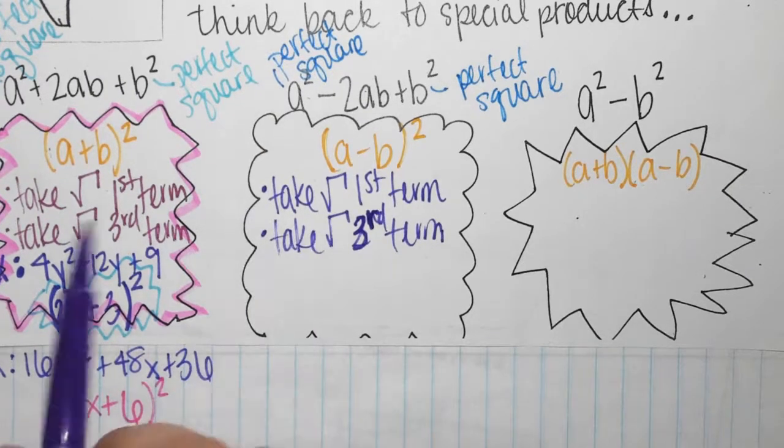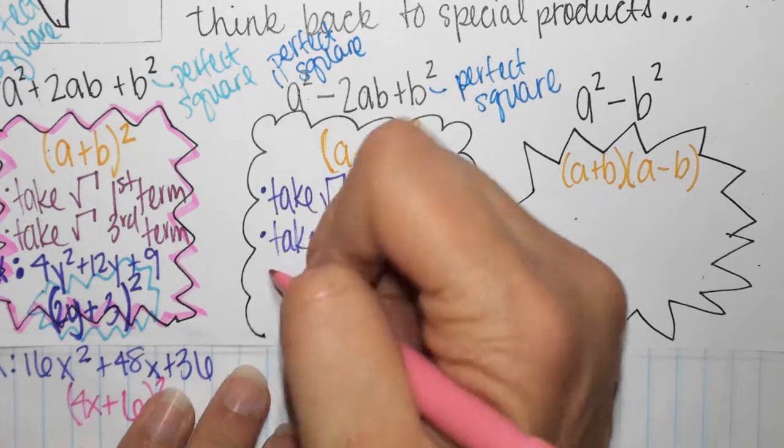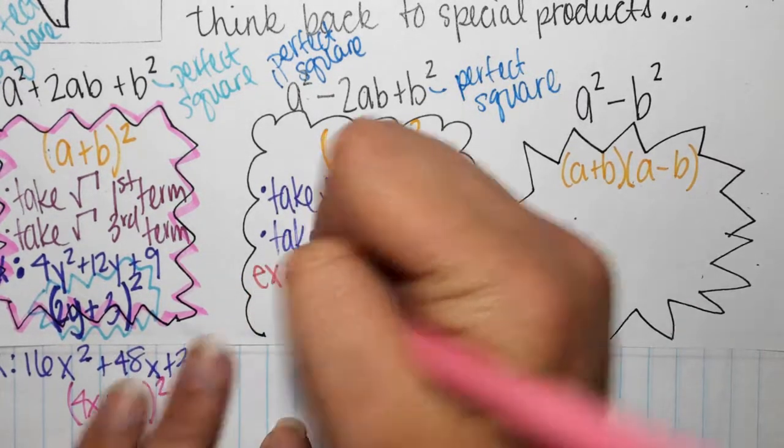Now, is that the same steps as we just did? Yes, it is. What is the only difference? The sign. It's a subtraction. So what's going to be on the inside of our parentheses this time? A subtraction. Third.